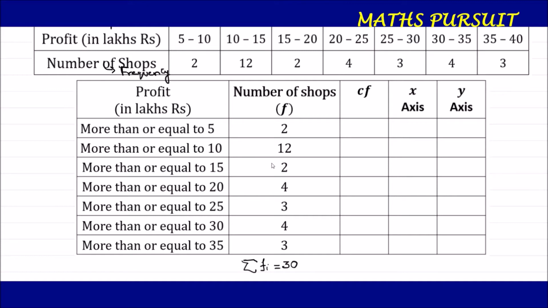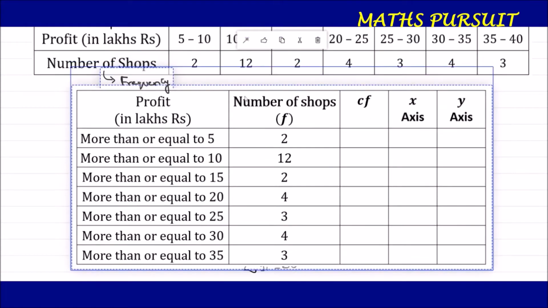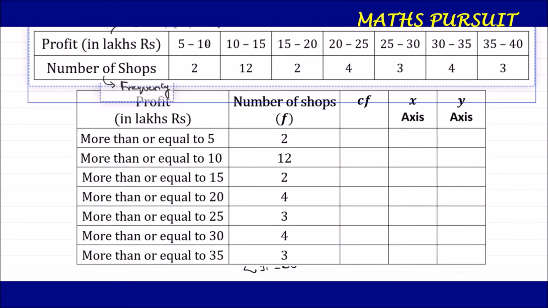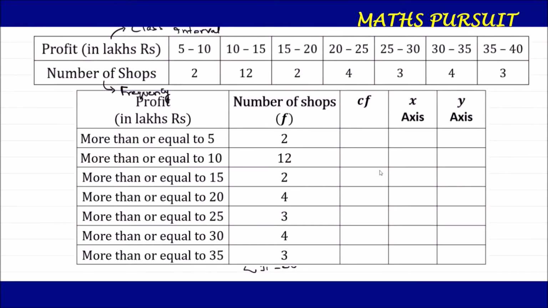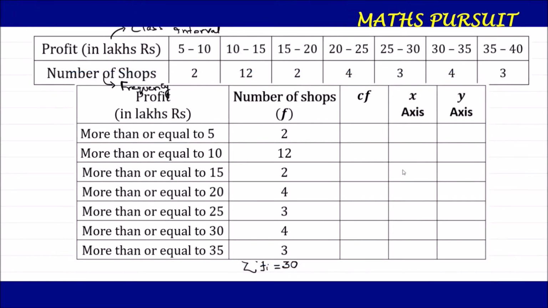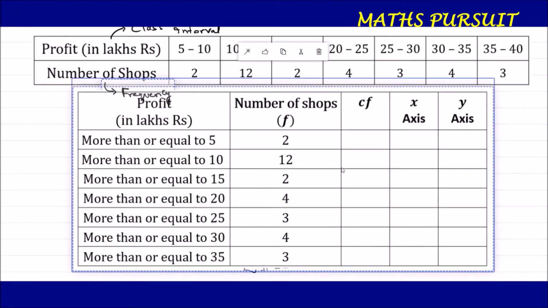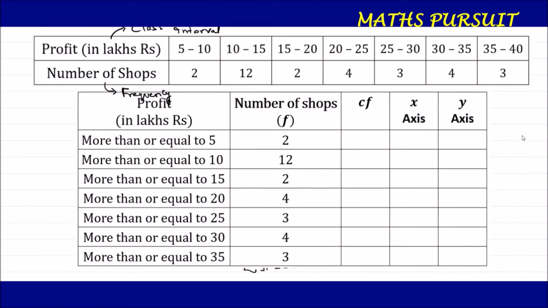Now this part of the thing that I'm going to tell you now is most important. Let us focus here again, on these two tables. If you look here, in one table they have given profit, and in another row they have given number of shops, or the frequency.